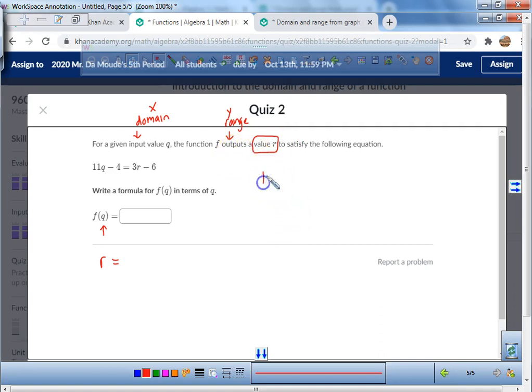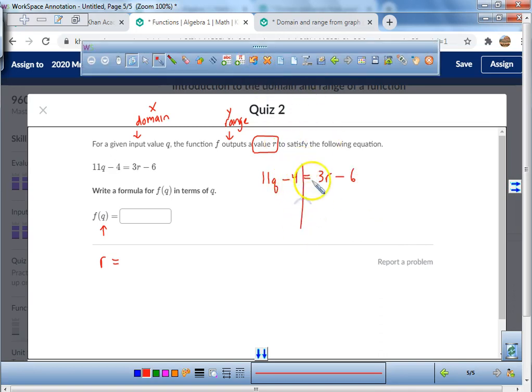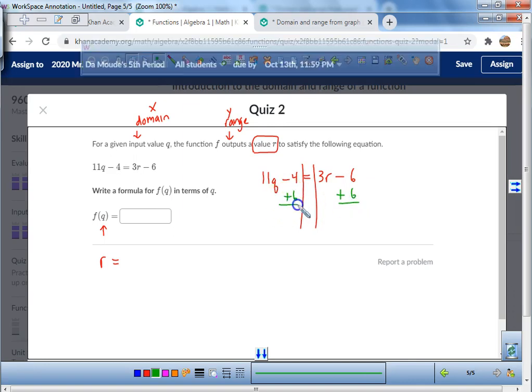So here we go. We got 11q minus 4 equals 3r minus 6. I'm going to solve for r. That's all I'm going to do. Just solving for r. Super easy. Just got to get all the r's by themselves. So I'm going to add a 6 to both sides. Add a 6. Add a 6.